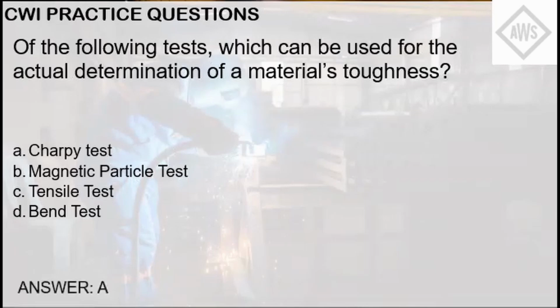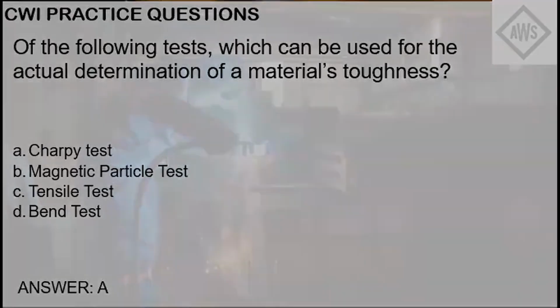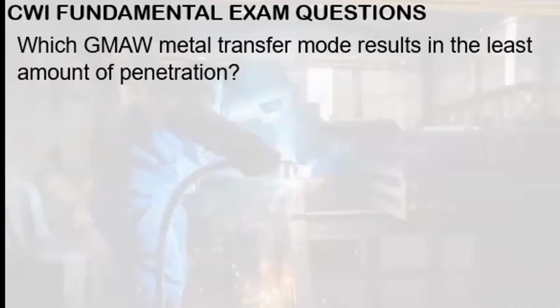So Charpy is a type of impact test where you produce a notch on the metal, basically an intended discontinuity on the metal, and then you can measure its toughness after you conduct this impact test. Which GMAW metal transfer mode results in the least amount of penetration?